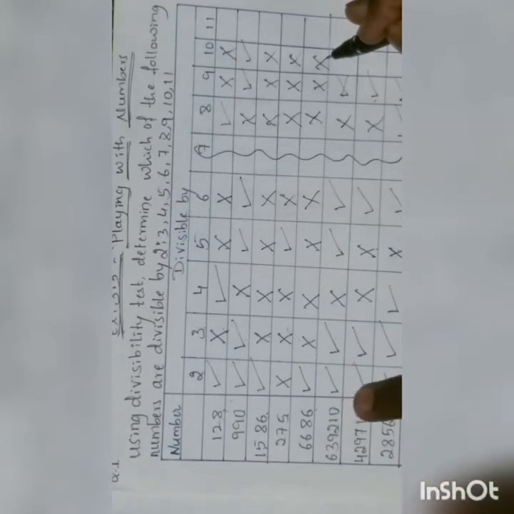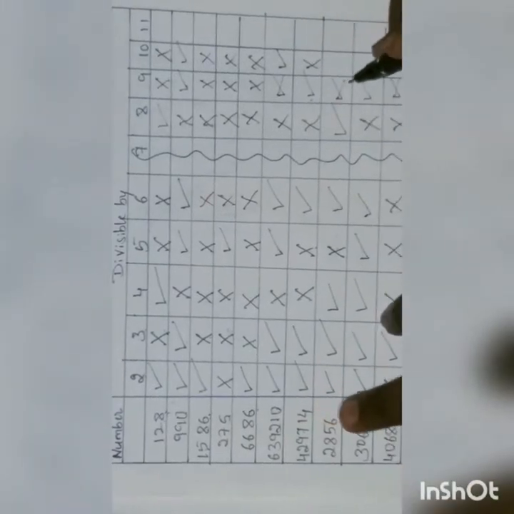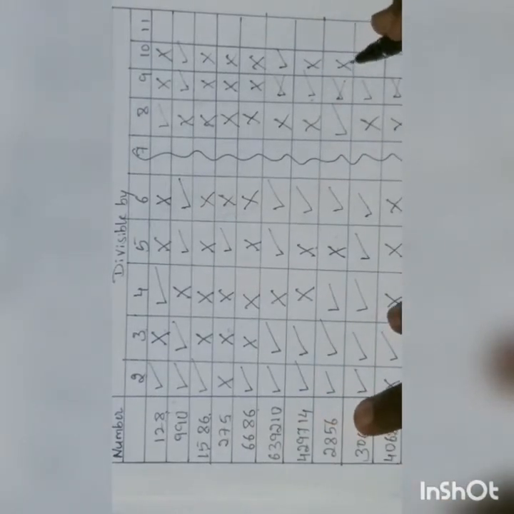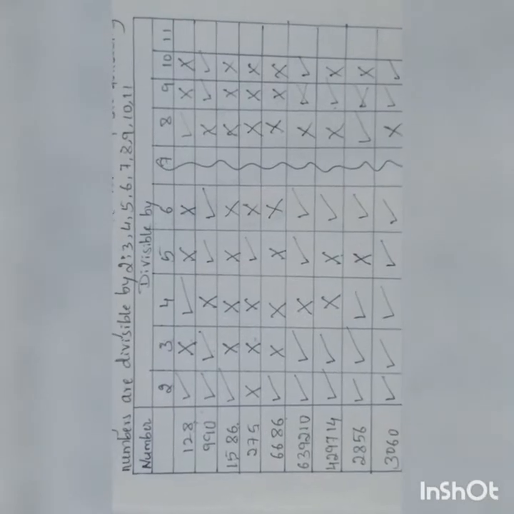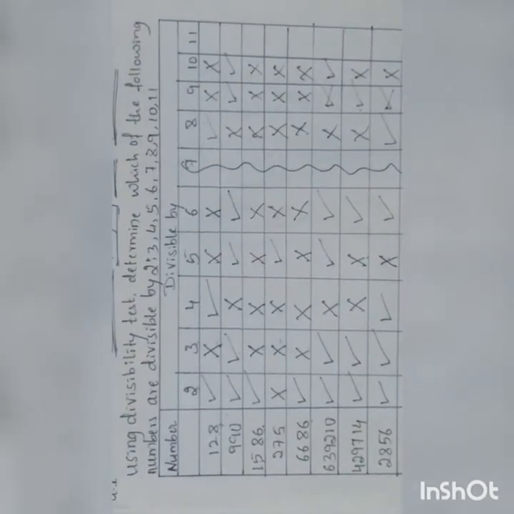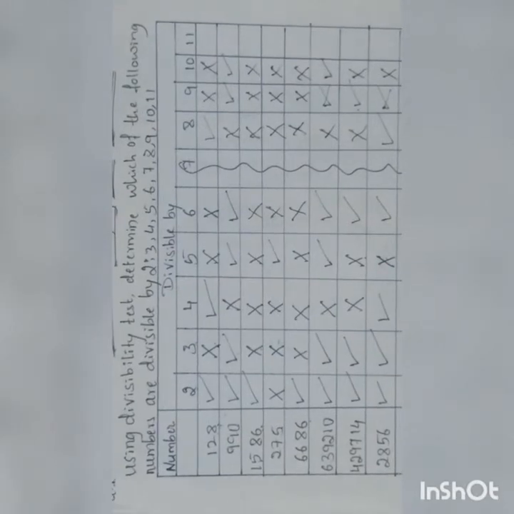Again the last digit is 0, so it is divisible by 10. The last digit is 4, so it is not divisible by 10. The last digit is 6, not divisible by 10. The last digit is 0, so it is divisible by 10. The last digit is 9, so it is not divisible by 10. To check the divisibility of 10, we need to check whether the last digit is 0 or not. If the last digit of the number is 0, then the whole number is divisible by 10.